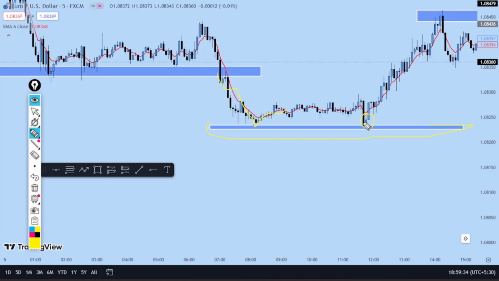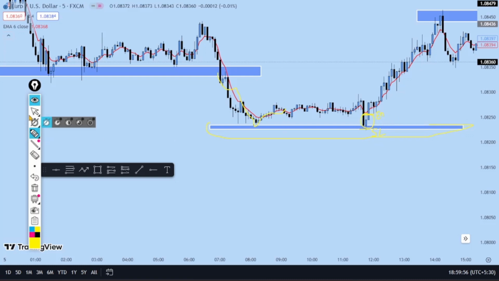This perfectly fits our condition: it is below the 6 EMA line, and it is not touching, which means its body and its wick are not touching the 6 EMA line. So this would be our alert candle. Here we will mark the candle, and as soon as its high is broken, we will put our SL here and take the trade.